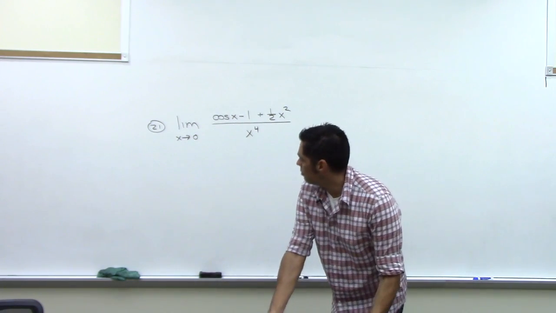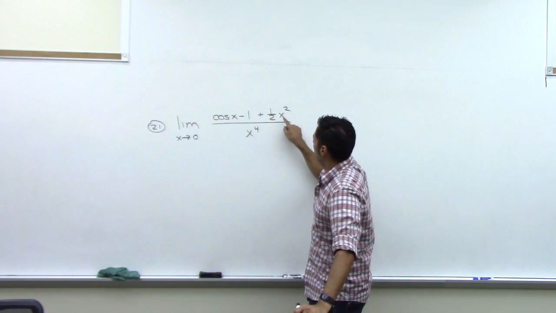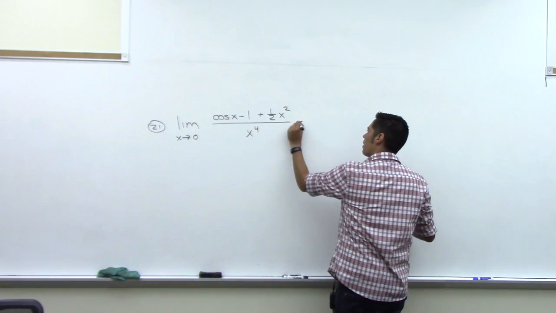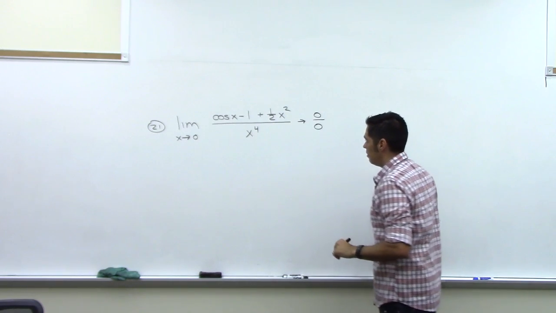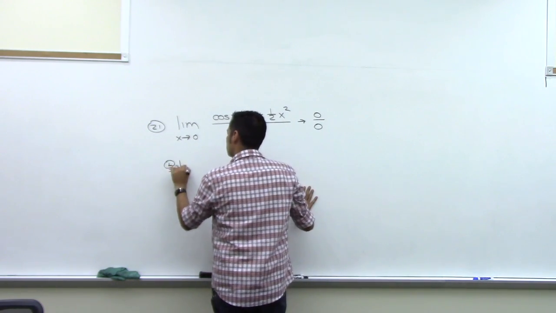If x goes to 0, cosine of 0 is 1. 1 minus 1 is 0. That goes to 0. That's all 0. So we get zeros on the top. On the bottom, of course, 0 to the 4th power is still 0. So I'm going to use L'Hopital.